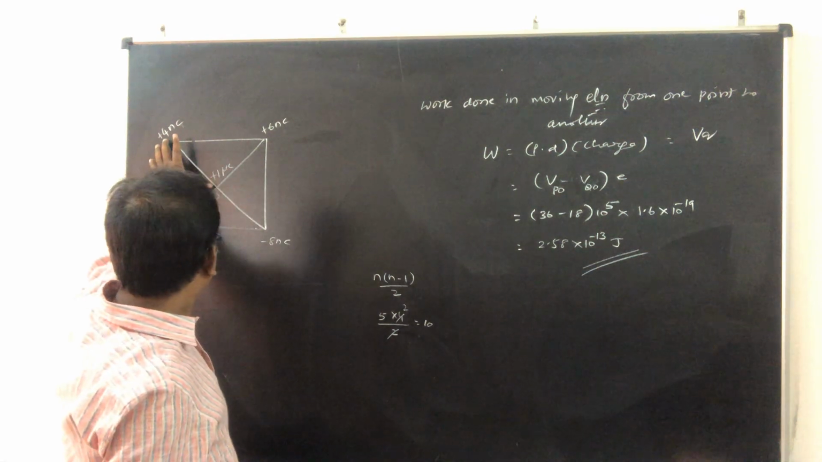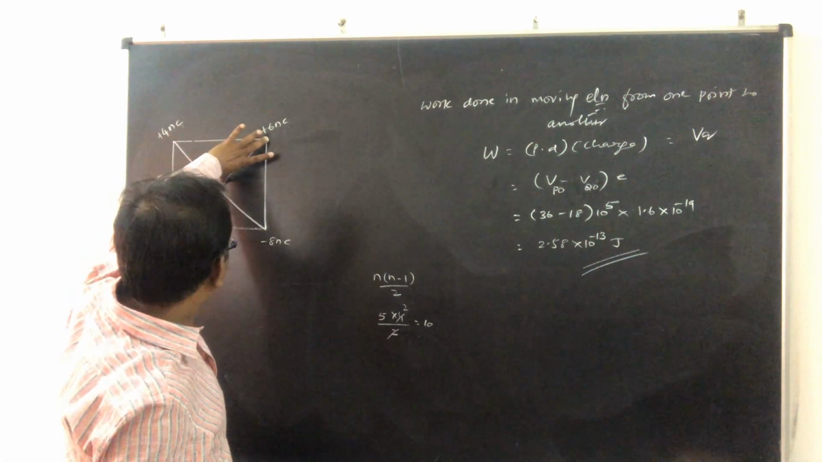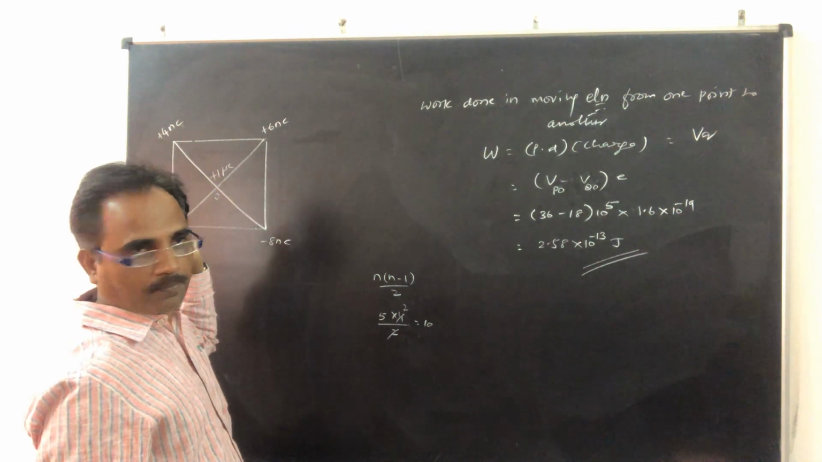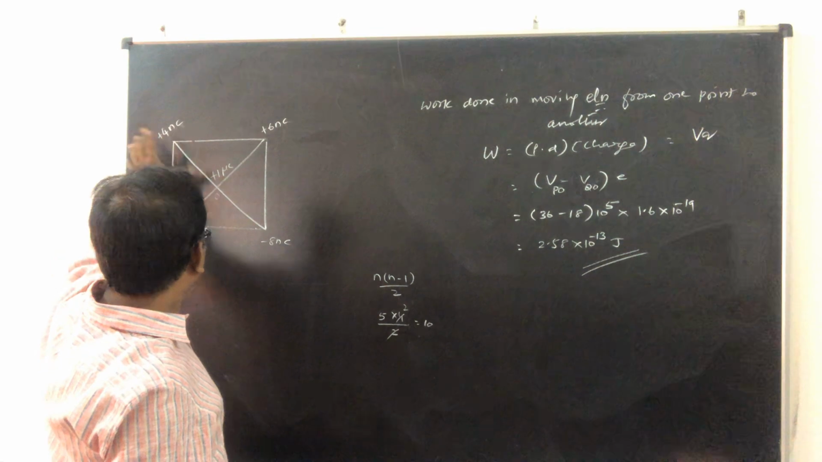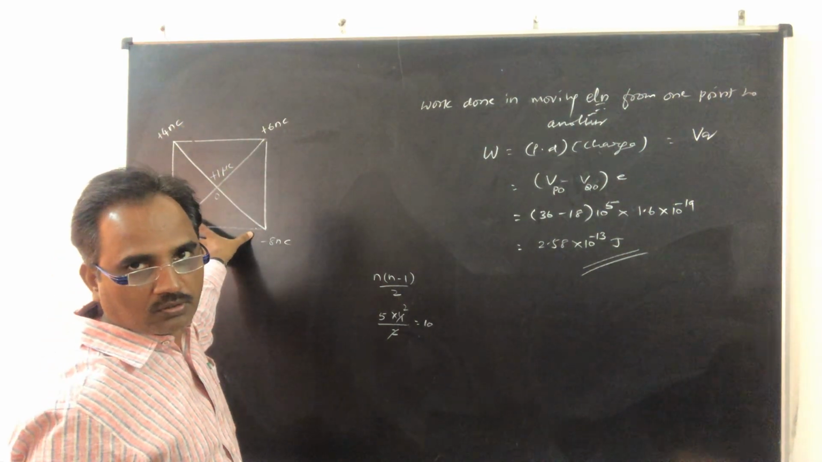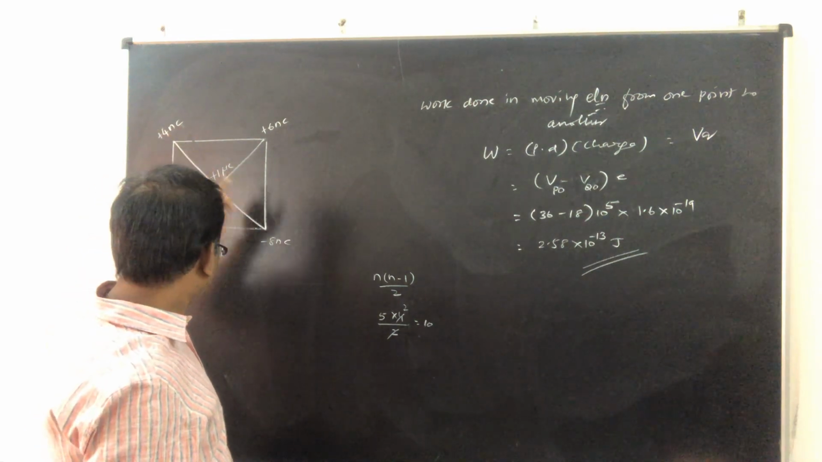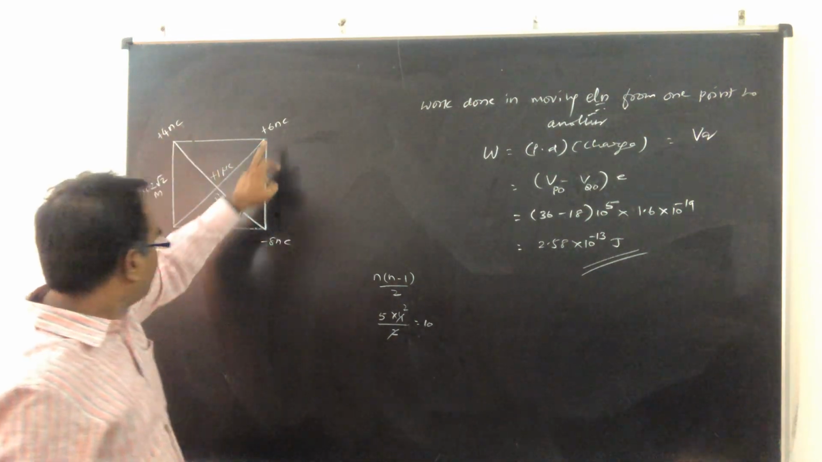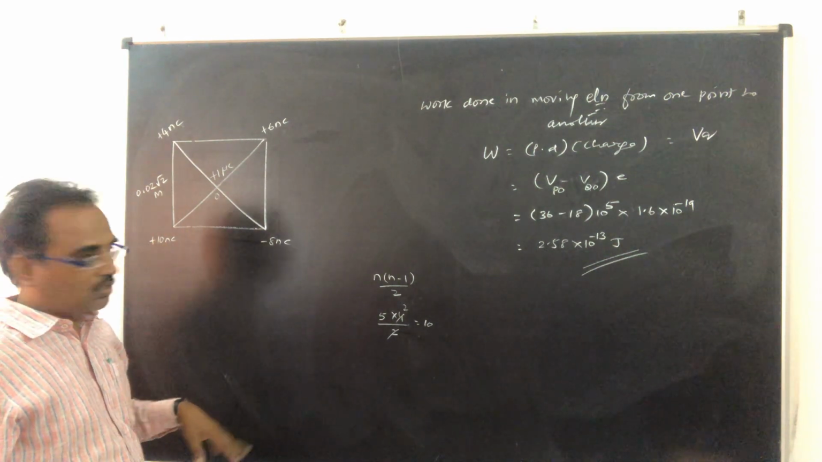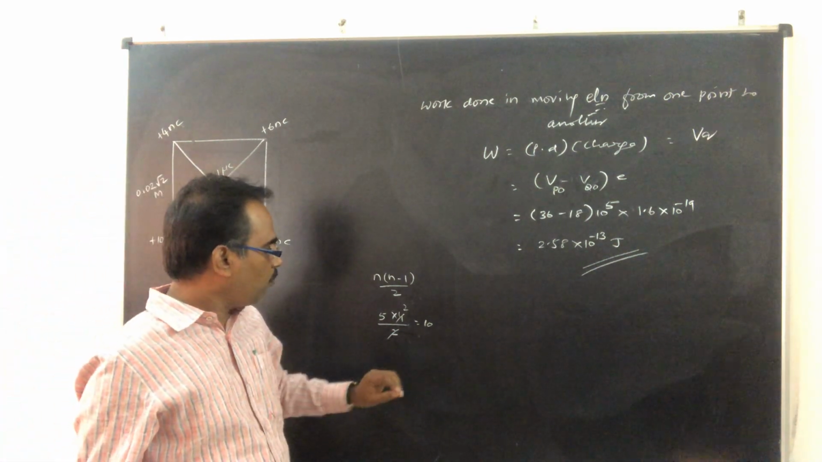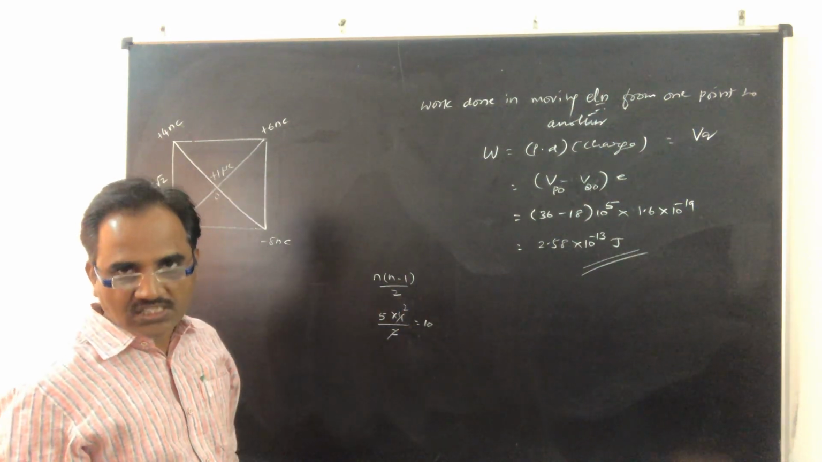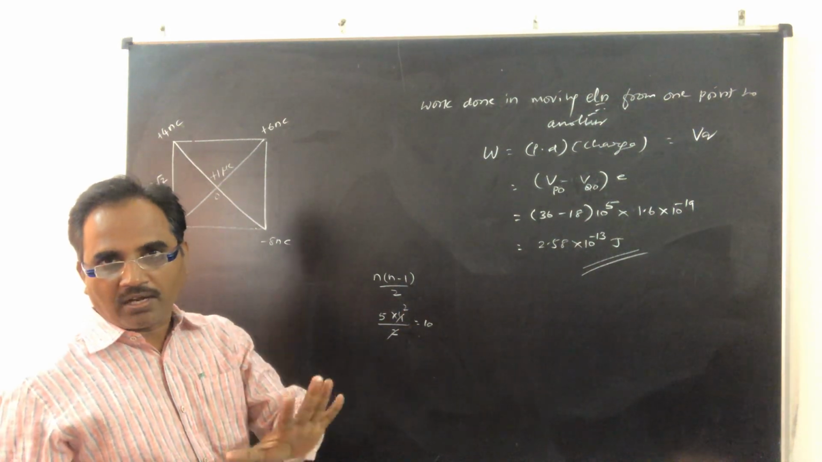First, these two, these two, these two, these two, you will get 4 terms. These two, these two, these two, and these two, you will get another 4 terms. These two, and then these two, another 2 terms. You will get totally 10 terms. So you find the potential energy of 10 pairs of charges, you will get total potential energy of the system. This is one way of doing this problem.